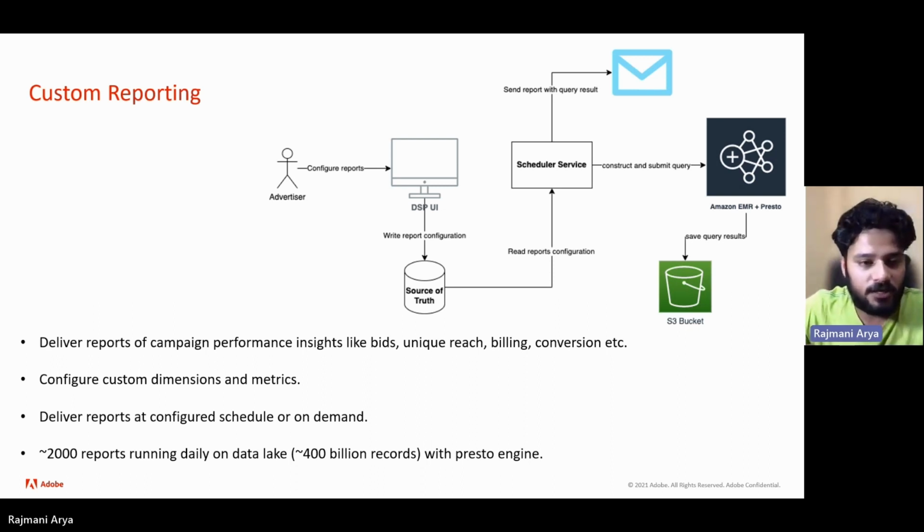As an advertiser, they come to our UI web application, and from there they configure reports, where they select dimensions, metrics, and filters. We store that configuration in our source of truth database. We have a scheduler service running in the system, which keeps checking the source of truth database to see if there are any active reports to run, what the last run time was, and what the next run is. It takes all those configurations and determines which configuration needs to run.